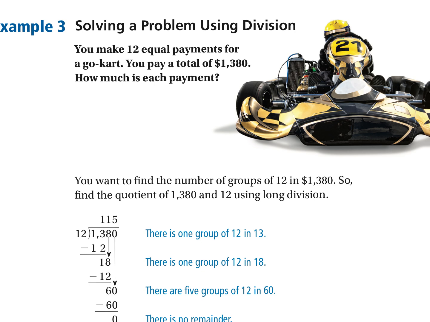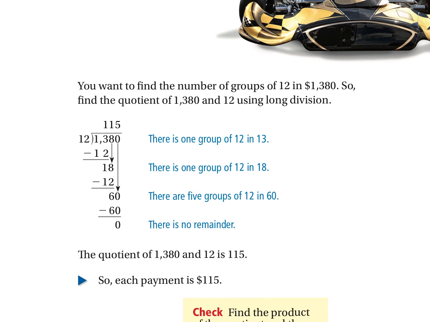So we are given a total. It's asking us how much is each payment. When I'm given a total and you see the word each, that should signal to us that we are dividing. I'm given how much I have total. That's what goes in the division box. I'm dividing it by 12. So it's showing you all the division steps right down here. It's explaining each of the division steps for you. And it tells us that the quotient is going to be 115.